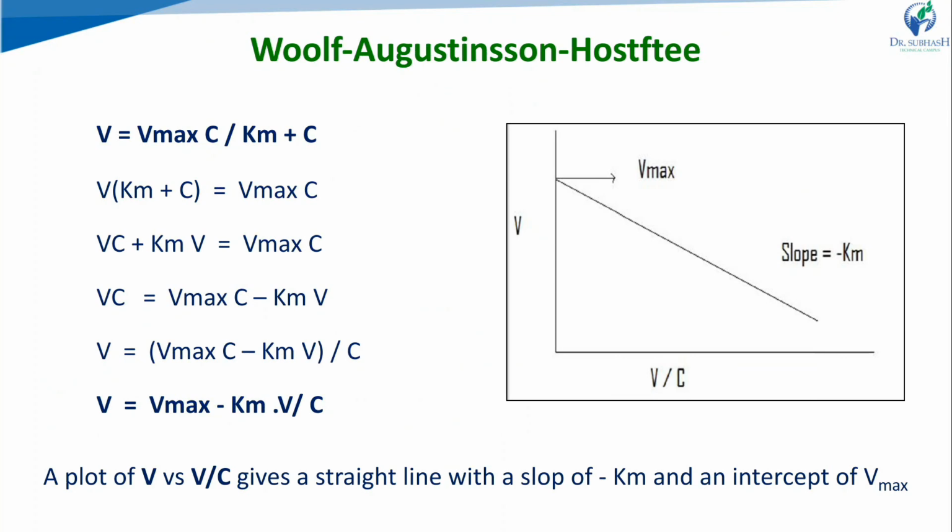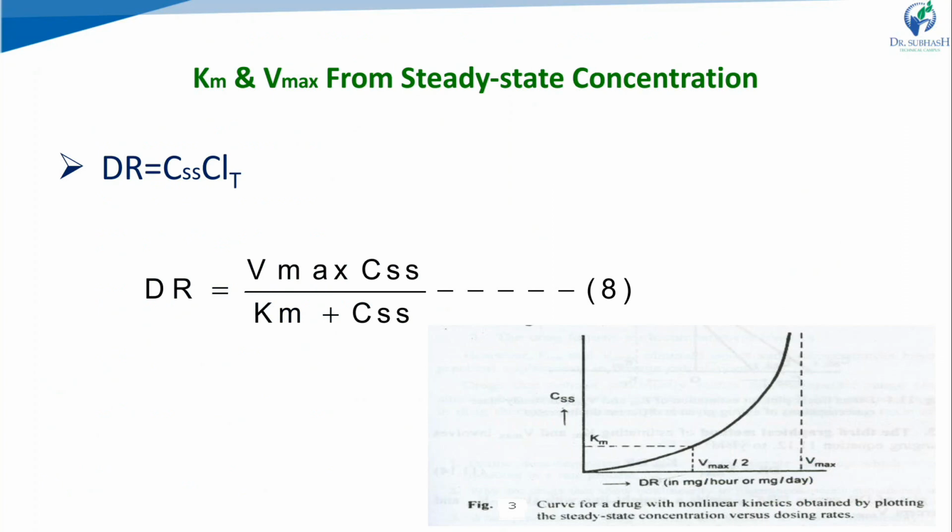Now we have to go for the plot V versus V upon C, and then we have to find out the slope, minus Km, and the intercept, that value is Vmax. So from that method we have to find out the Km and Vmax. So Km and Vmax for the steady state concentrations also.